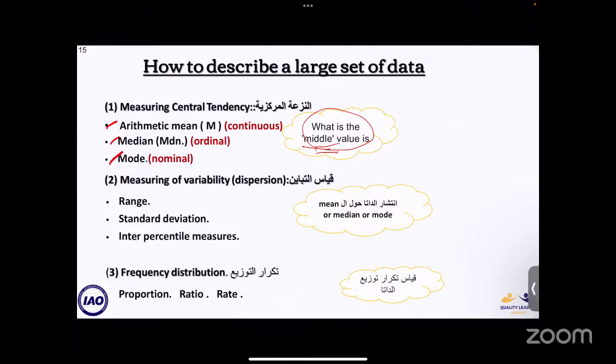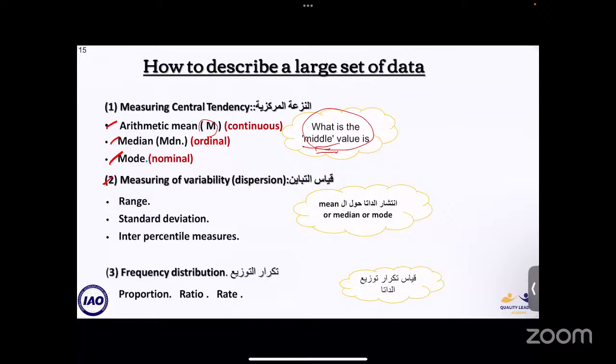When we say arithmetic mean, represented by a big letter M, for continuous data, it is the average value calculated by summing all values and dividing by the total count. For example, if you're analyzing the weights of patients, the mean gives you the overall average weight.